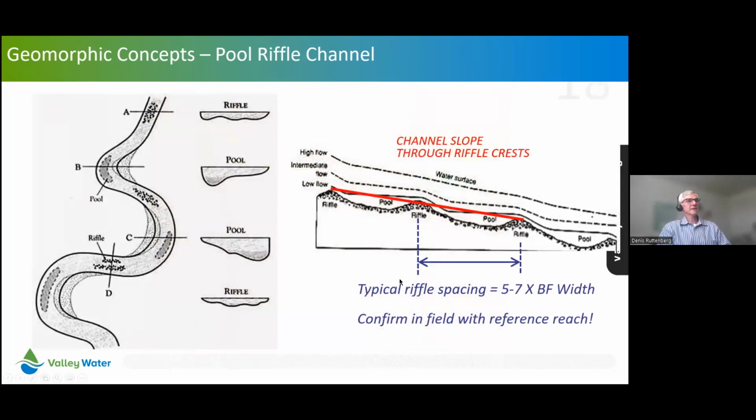Here's the concept of a riffle pool. Again, in a meandering channel, on the outside of the bend, you have a scour hole. The riffle is on the straight part of the channel. And this is pretty common for restoration projects. The typical riffle spacing is 5 to 7 times the bankfull width. And then the slope of the channel is typically measured from riffle crest to riffle crest.